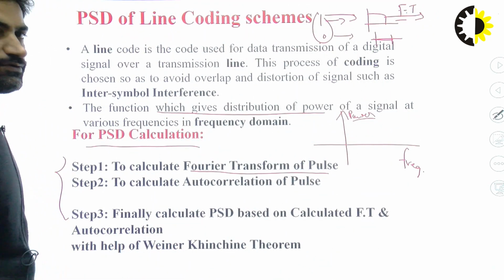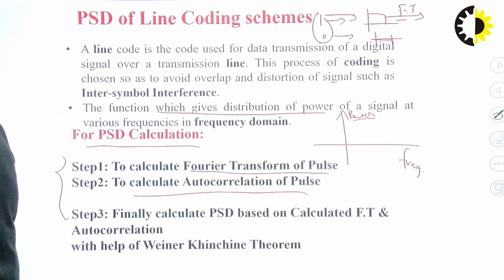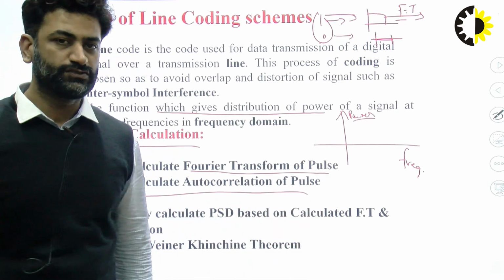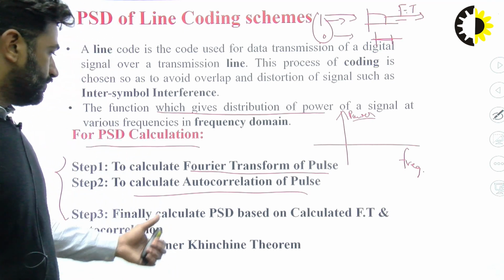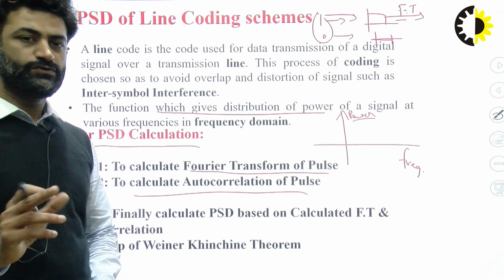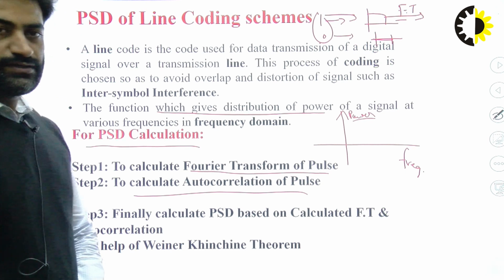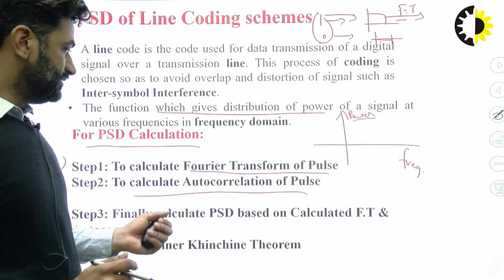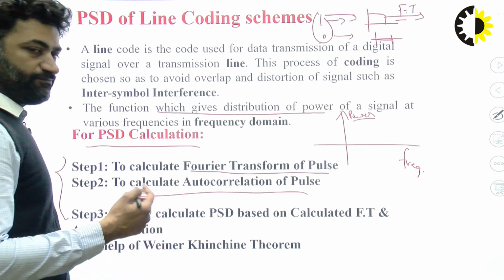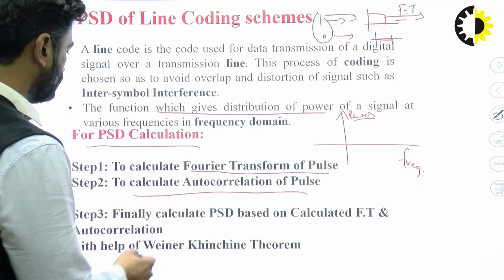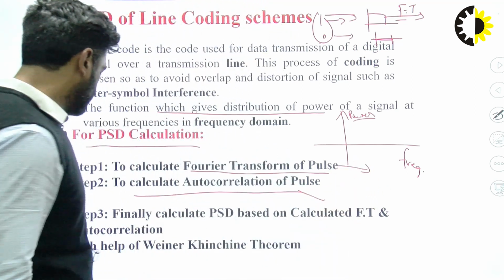Second, we calculate the autocorrelation of the pulse. Now what is autocorrelation? In the previous lecture also we have done this autocorrelation function in statistical averages. With the autocorrelation function, you want to find out the similarity between two signals. We are relating the two processes and we have to find out the relation between them, which we have done in random processes. So we have to find out the autocorrelation of the pulse and the Fourier transform of the signal.